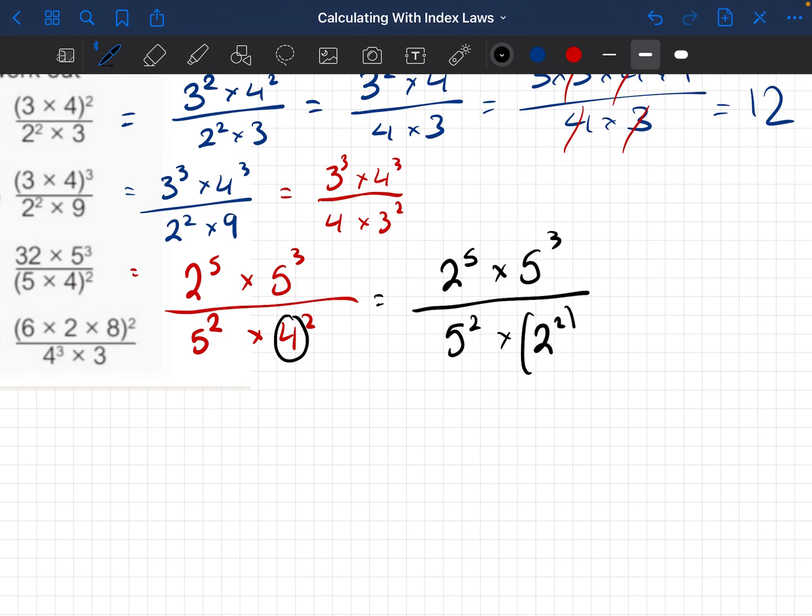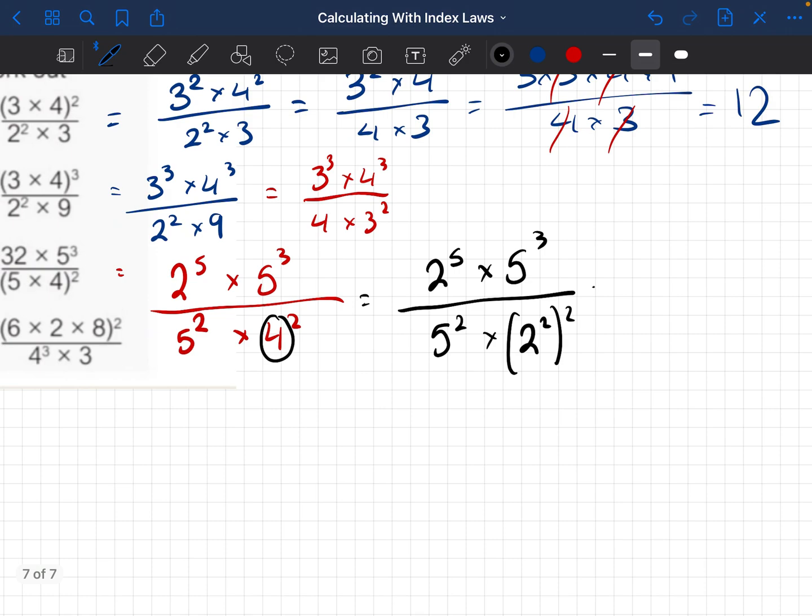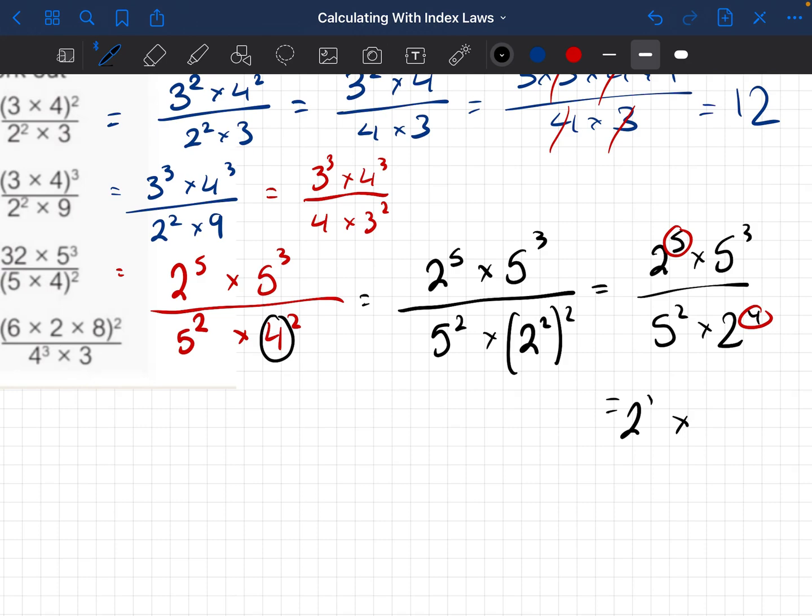2 squared, all squared. Now you should remember your index laws: 2 squared, squared, we do 2 times 2 here. And that's going to be 2 to the 5 times 5 to the 3 all over 5 squared times 2 to the 4. Now we can see, look, 5 take away 4 is 1. So we're going to be left with 2 to the 1 times, same thing, 5 to the 3 take away the 2, 3 minus 2, it's going to be 5 to the 1 again. And that's your answer. 2 times 5 is 10.